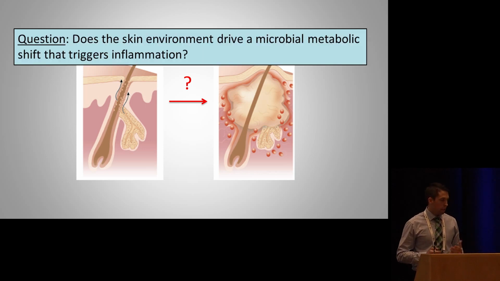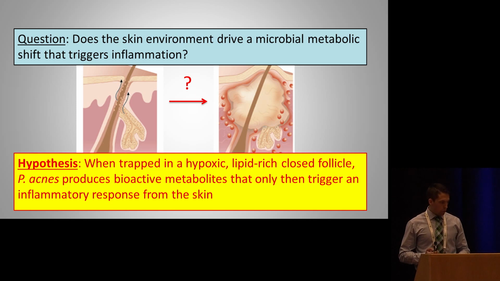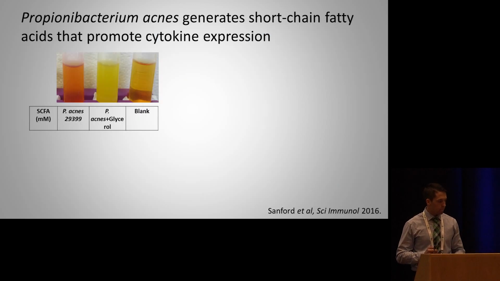A little bit more eloquently, the question is, does the skin environment trigger a microbial metabolic shift that leads to skin inflammation? So we started out with a hypothesis that when trapped in a hypoxic, lipid-rich, closed follicle, Propionibacterium acnes undergoes some metabolic changes and starts generating these bioactive metabolites that influence host cell types and only then trigger an inflammatory response from the skin.